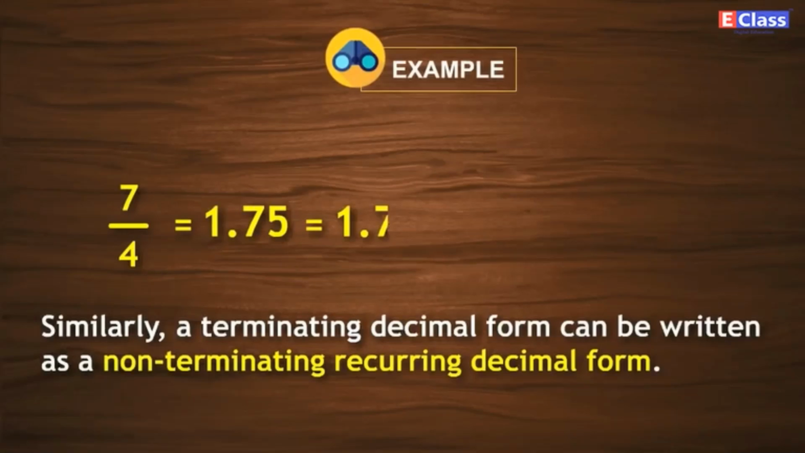Solution. Write the following rational numbers in decimal form. 1. 9 by 37.